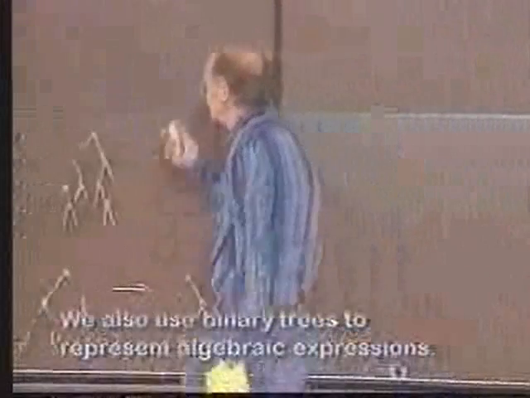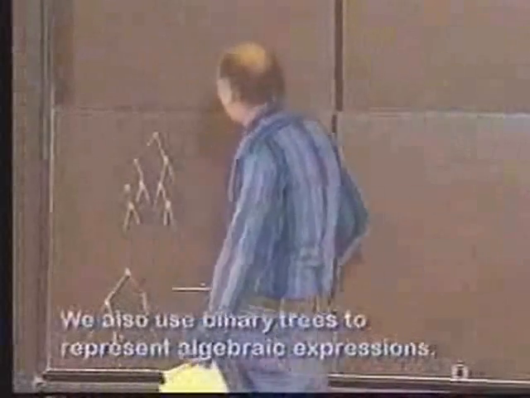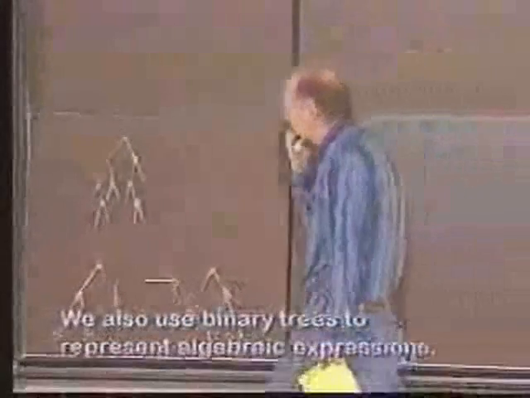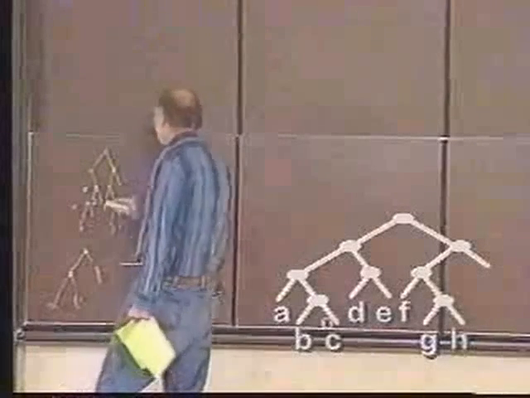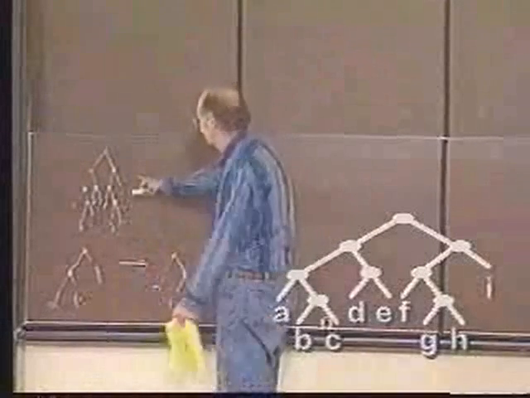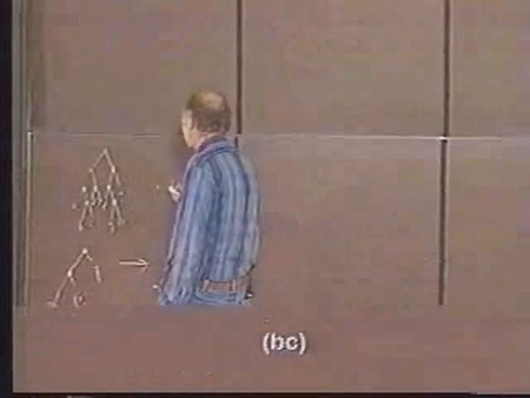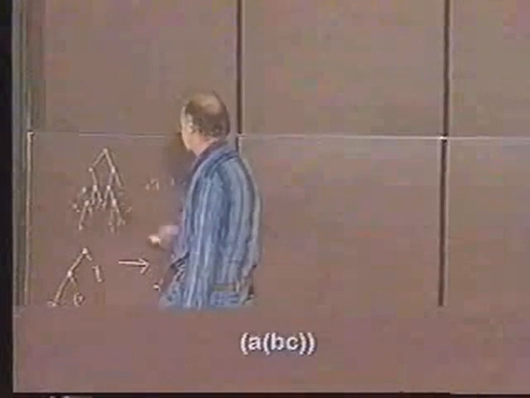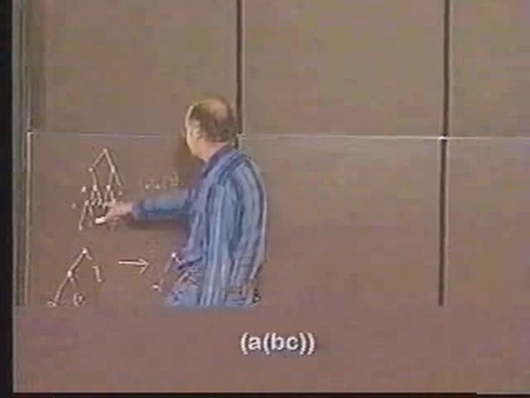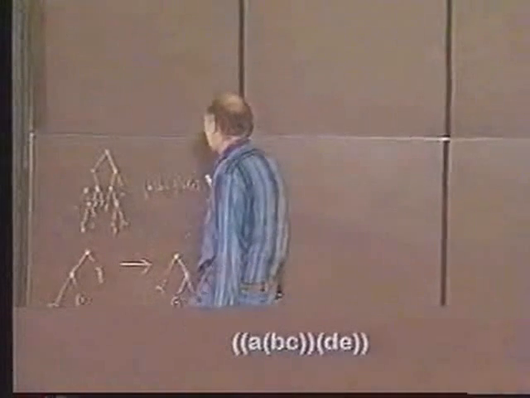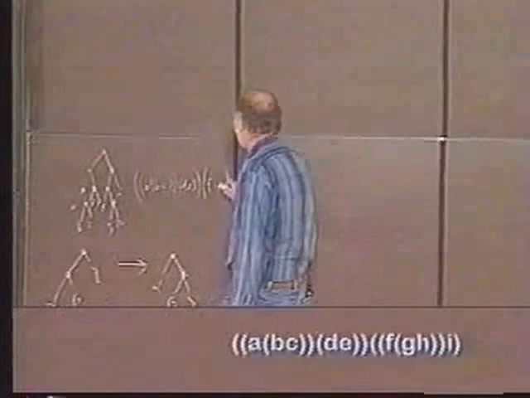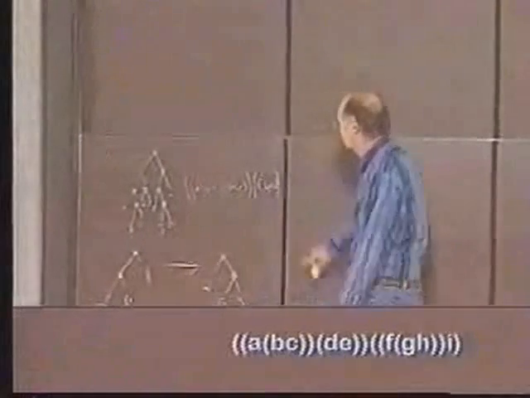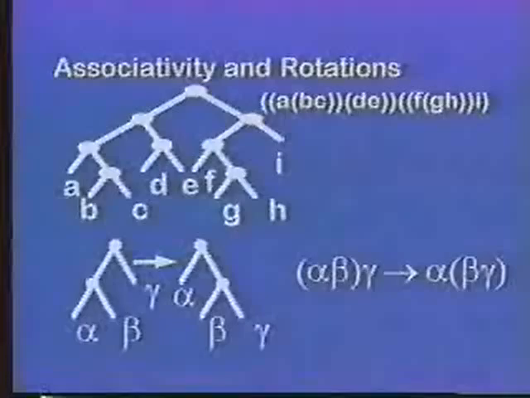We also use binary trees to represent algebraic expressions. And so if I put letters on the bottom here, A, B, C, D, E, F, G, H, I, then this would be an algebraic expression which says we want to multiply B by C, then we want to multiply that by A, and then we want to multiply that thing by D, E, and then we want to multiply the whole business times the right subtree, which is F, G, H times I, right? That's a kind of a mess, but this represents an algebraic formula.